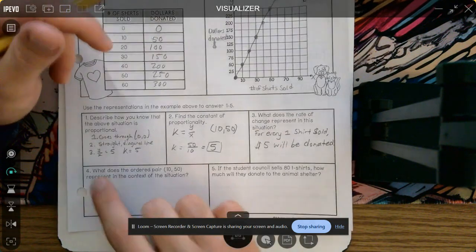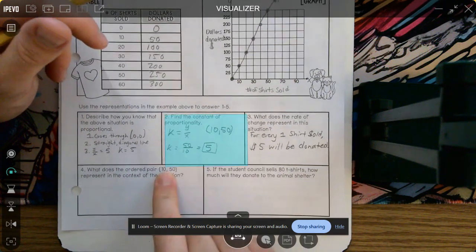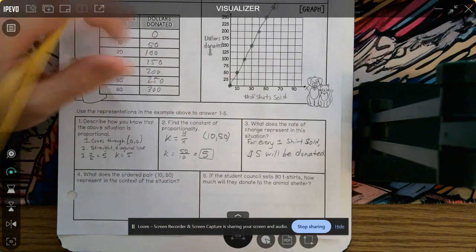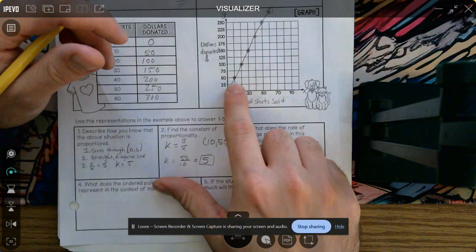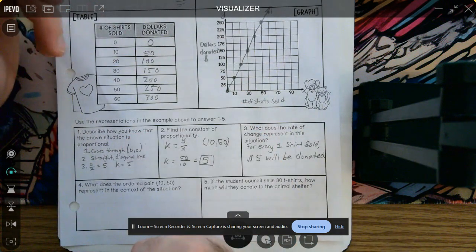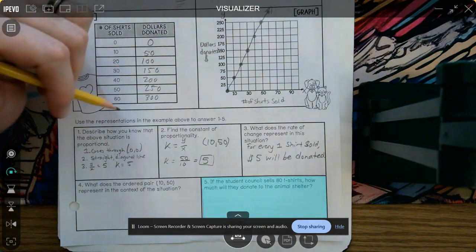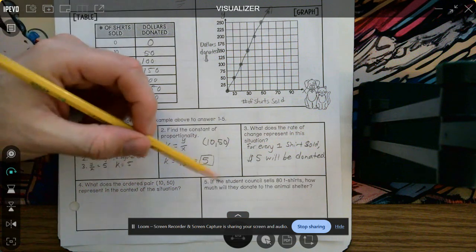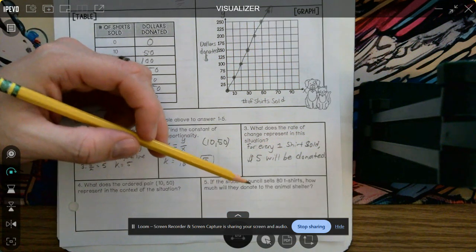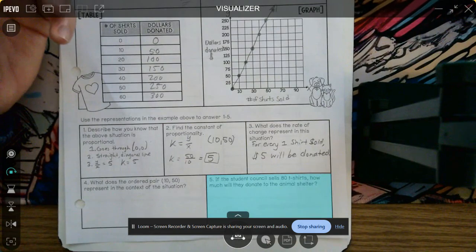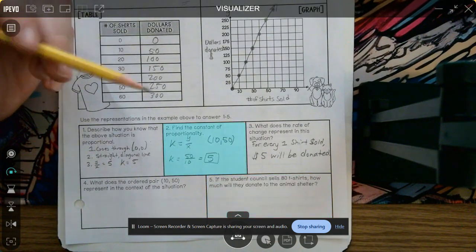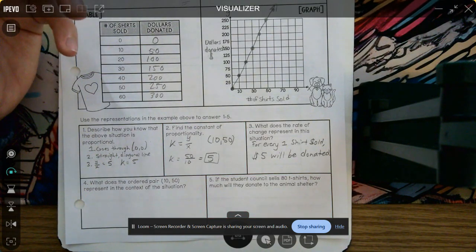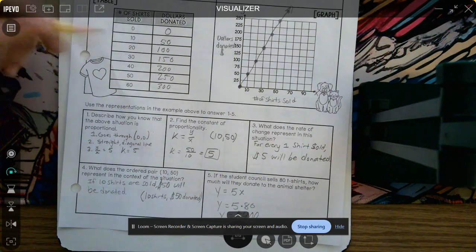Let's look at number 4. What does the ordered pair 10, 50 mean in this problem? So look at the coordinate point, 10, 50. What does that mean in terms of your variables? Go ahead and answer number 4. And look at number 5. If the student council sells 80 shirts, how much will they donate to the animal shelter? So if 80 shirts are sold, how much will be donated, do you think? Go ahead and try those 2. All right, number 4.